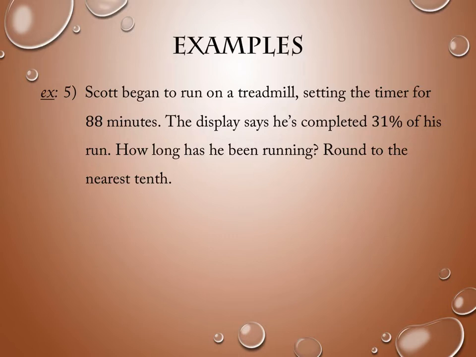Okay, so we're going to set up a proportion. Somebody tell me where to put something. How would you start? 31 over 100. Good job. We have 31%, we've run out of 100% total.